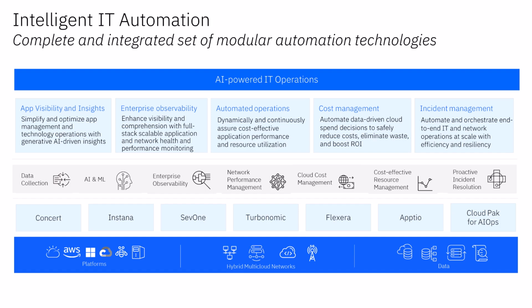IBM delivers on this approach by providing solutions in these 5 pillars to benefit clients, and these are shown on the slide. First one is application visibility and insights, then enterprise observability, automated operations, cost management, and incident management. By using solutions in these 5 pillars, organizations can better predict incidents and identify and execute high-impact automation across business and IT using proven tools and insights.